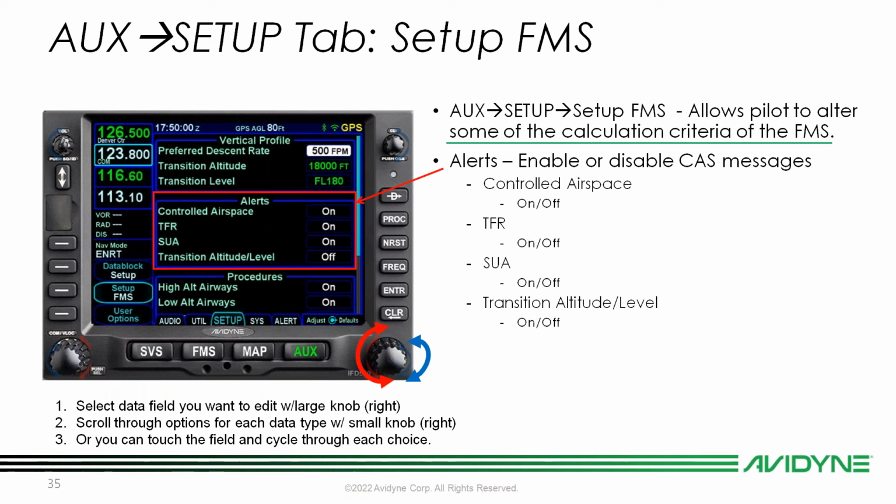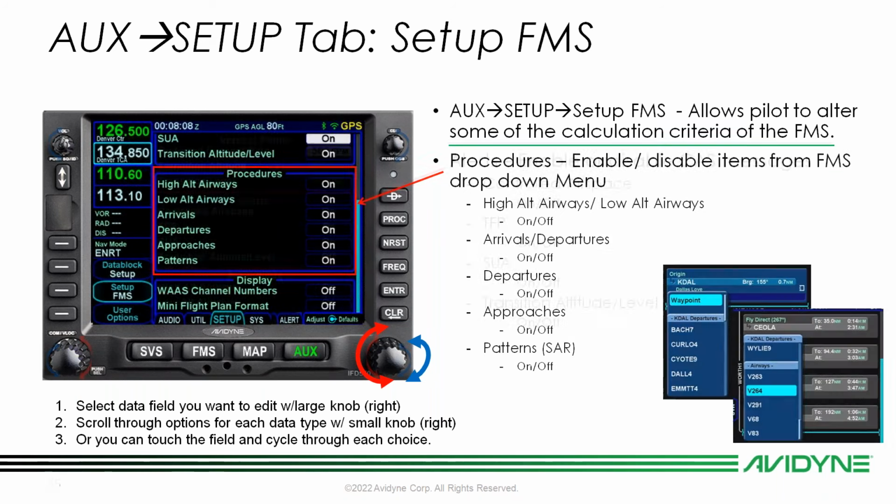Okay, so your alerts, that's just turning on and off the different CAS messages and the different alerts that you can get in the IFD. Now, if we want to chime for controlled airspace, TFRs, special use airspaces, or your transition altitude, we can turn those on and off. It depends on whether or not you want to get those CAS messages as you're approaching a TFR or controlled airspace. This is where we'll control that, in your FMS setup under the alerts.